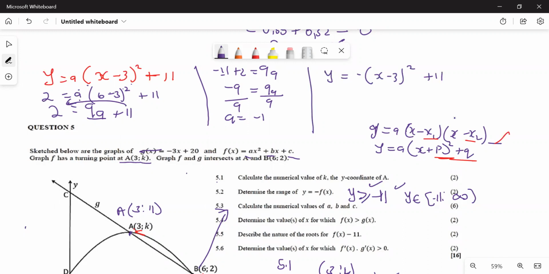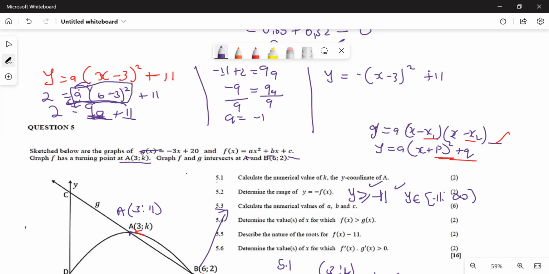I can't stress enough that you can't add these two things, guys. They are not like terms. You can't do that. In maths, we didn't add 9a plus 11, but instead you said minus (6 minus 3) all squared plus 11. Yeah, but look at this. This part and this part is one thing. This thing here is one term.